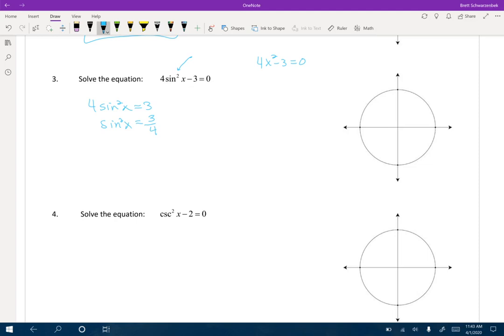So just like if I had done the same thing over here and gotten x squared is equal to 3/4, what would we do in the next step? We would clearly take the square root of both sides. So we're going to do the same thing here. Square root of both sides.